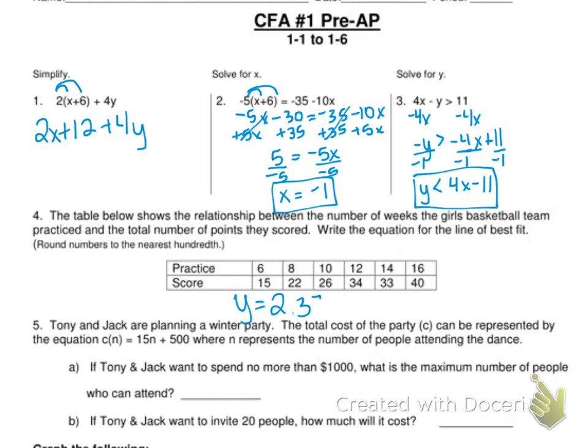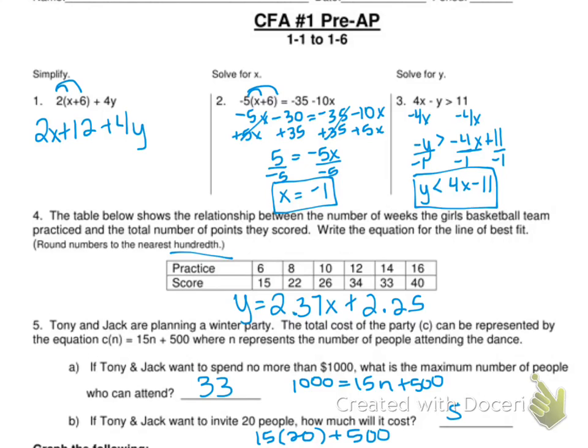Okay, the next one is a stat problem in your calculator. Some of you rounded incorrectly, but most of us got that right. So that was good. Okay, for the next one, you plug in 1,000 in for C of n and solve for n. And then lastly, you plug in 20 for n and solve for C of n. So those two were fairly simple.